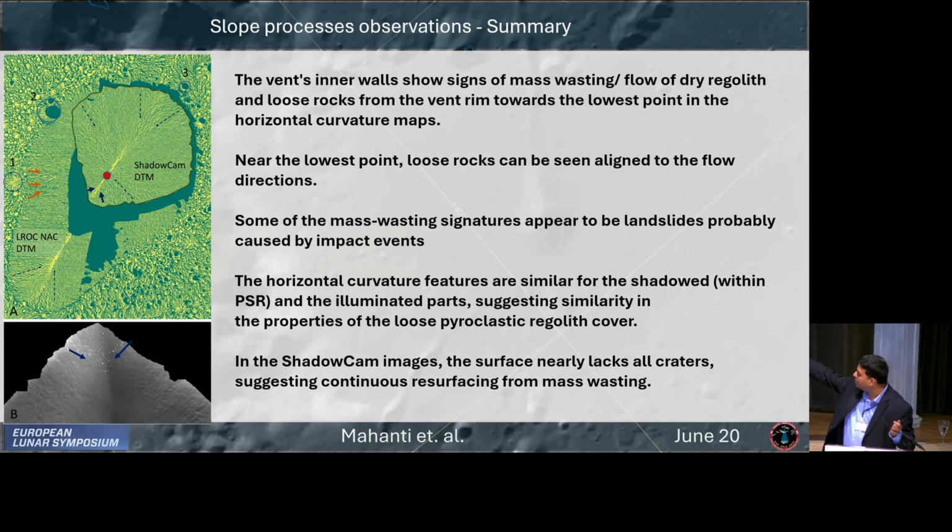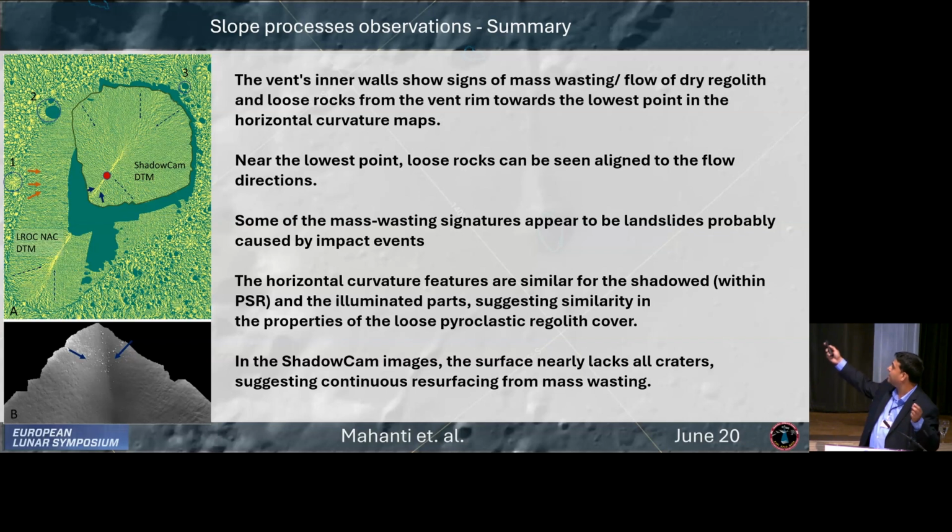If you look on the outer rim of this vent, you can actually see quite a few impact craters. And our current belief is that those craters caused this mass wasting to start in the first place. Most of them, not all of them. The horizontal curvature features are similar. Now, we actually have quantitative evidence of this.